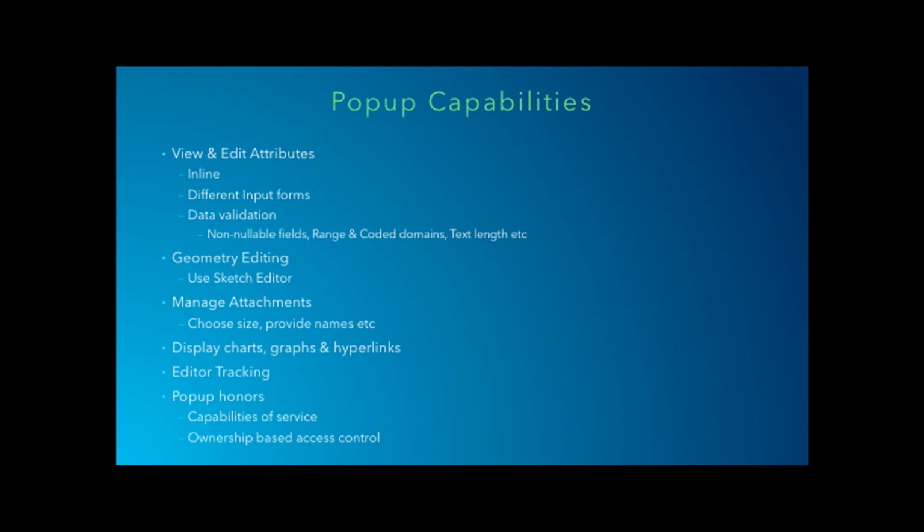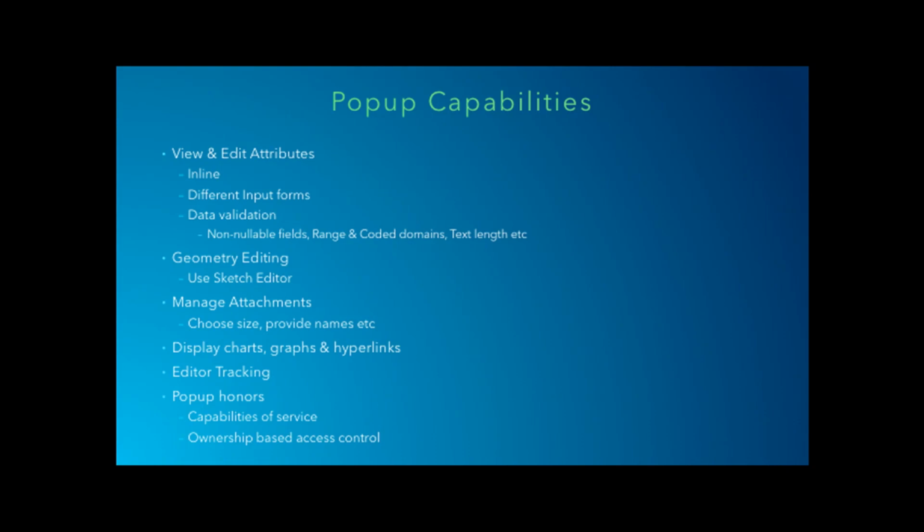It also provides data validation and adherence to range and coded domains of the field, etc. And pop-ups facilitate geometry editing through Sketch Editor. What is a Sketch Editor? It allows your users to interactively create and edit geometries, whether it's a brand new geometry or an existing one. Pop-ups manage attachments for you. You can choose an attachment size, provide names for it, and you can provide attachments in any number of different formats. And as we saw in the previous demo, pop-ups allow you to display charts, graphs, hyperlinks, etc.